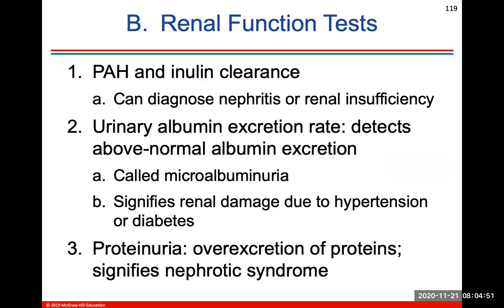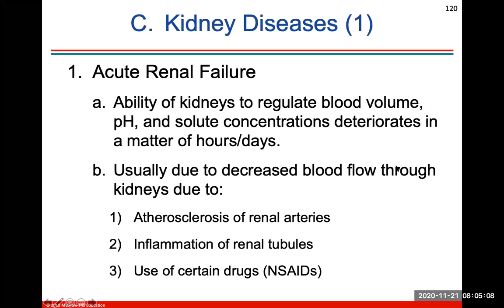Renal function tests. These are tests to look for any abnormalities in the urine; you're usually looking for an overexcretion of proteins. This could usually signify some sort of nephrotic syndrome, a problem in the glomerular filtration. Acute renal failure: the ability of kidneys to regulate blood volume, pH, and solute concentration will deteriorate in a matter of hours and days in acute renal failure.